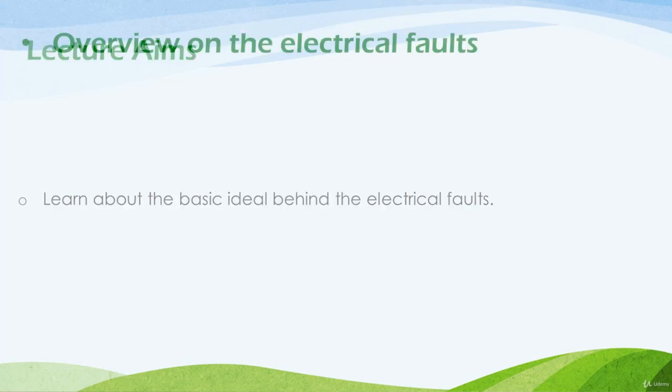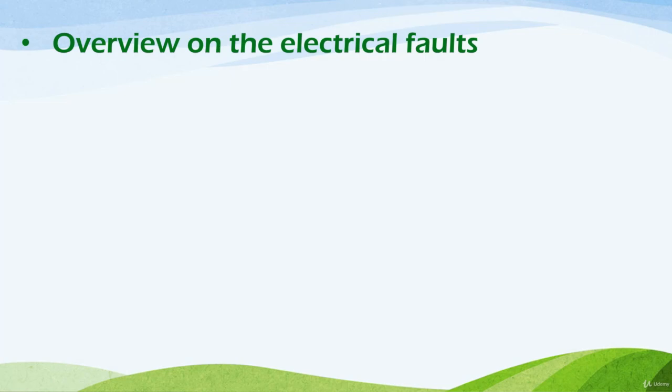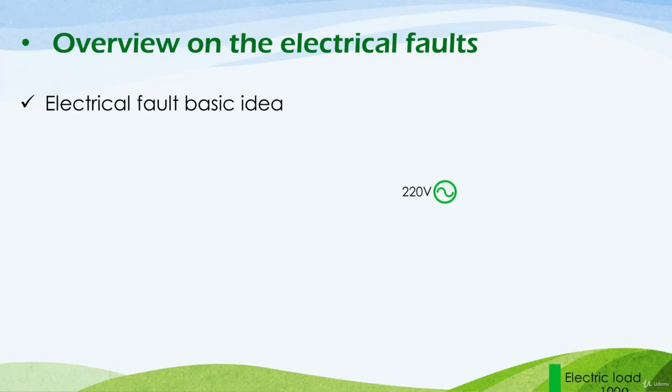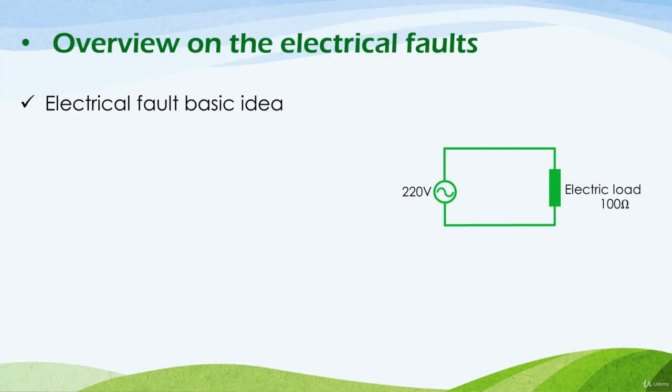So let's go ahead. First of all, we need to know what is the basic idea behind the electrical fault from the electrical point of view, to understand why it's called a fault and why it's a dangerous one. We can discuss an example. Suppose we have a power source that produces 220 volts and it's responsible to feed a load that has a total resistance of 100 ohm. And we connect that power source with that load through those wires.